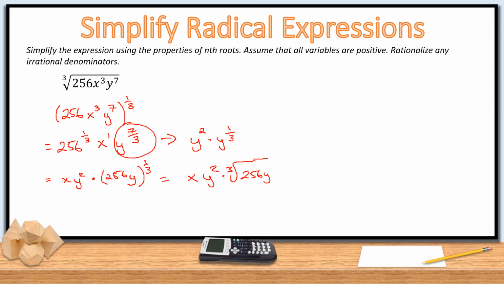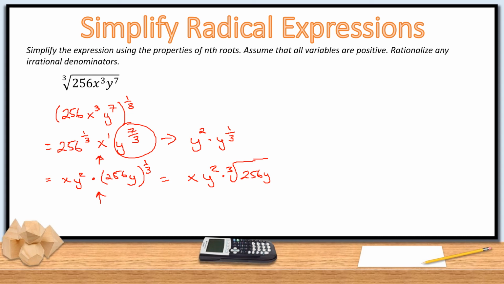So you pull out the whole number stuff. It's kind of like simplifying and then having a remainder. You will be asked to do that sometimes as well. So we want to simplify the expression. We did that. All variables positive, got it. Rationalize any irrational denominators. We didn't have to do that. Okay, so I would be cool with this answer.